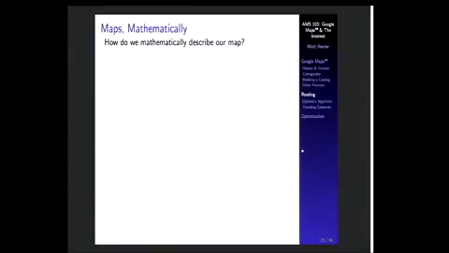So let's start with the first question. How can we describe our map? So we now have all of these geographical locations. Maybe they're cities and we're looking at interstates that connect them. Maybe they're different, I don't know, where are all of the CVS's in New York City? It's going to be a pretty dense map.